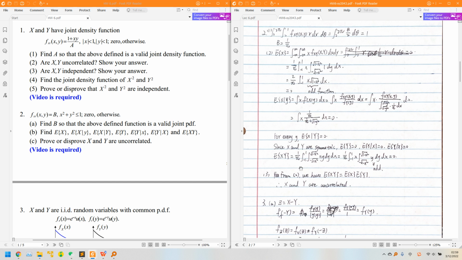Problem C asks us to find out whether x and y are correlated or not. From question 2, we have calculated the expectation of x times y, and also the expectation of x and the expectation of y. We know that the expectation of x times y equals the expectation of x times the expectation of y, and that shows that x and y are uncorrelated.